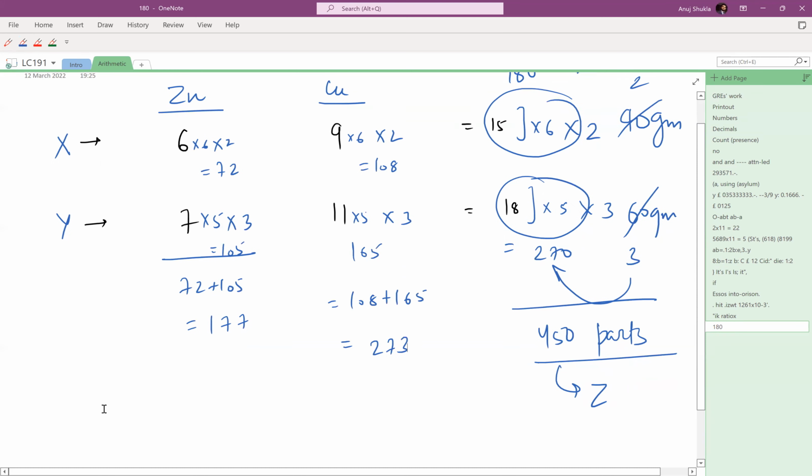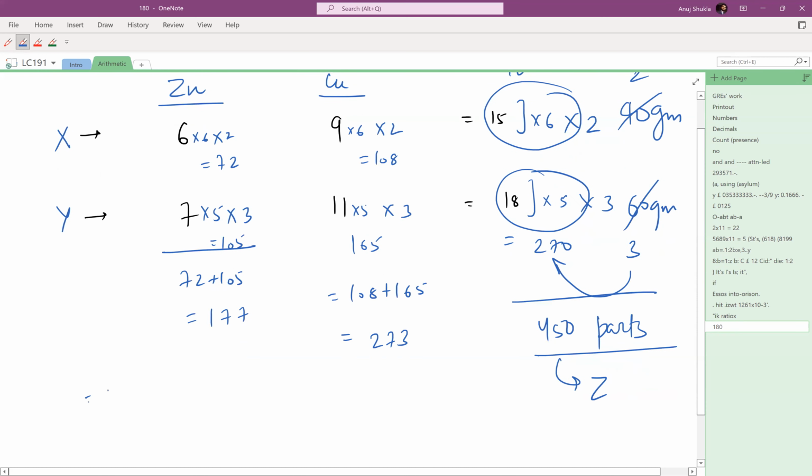You solve it. When you solve it, you will get zinc and copper. They are asking, right? Total zinc is how much? 177, and total copper is how much? Total copper is 273. Solve it. So 3 fives are, 3 nines are, 3 ones are, so the ratio 59:91 is the answer.